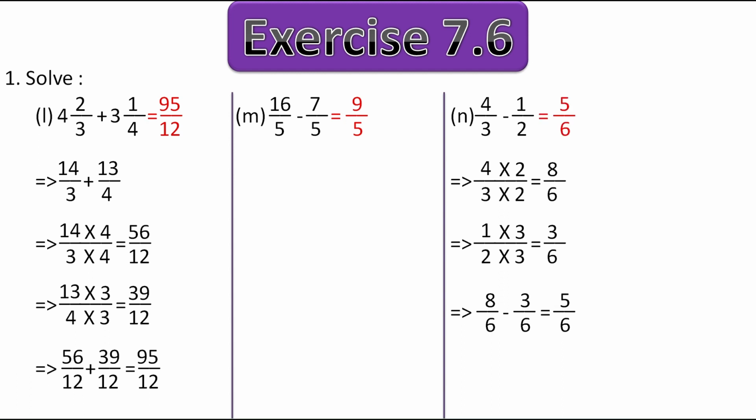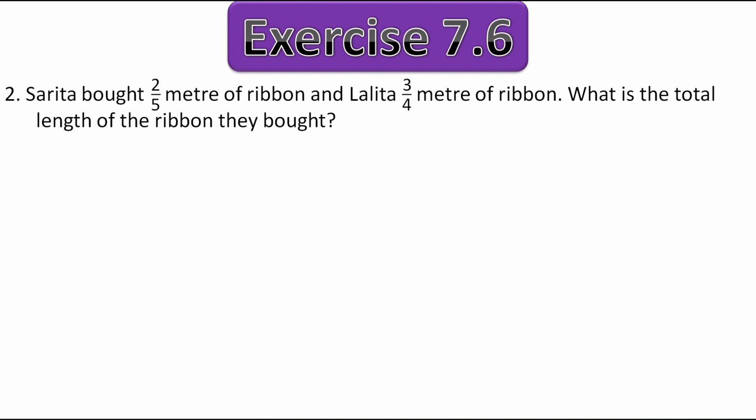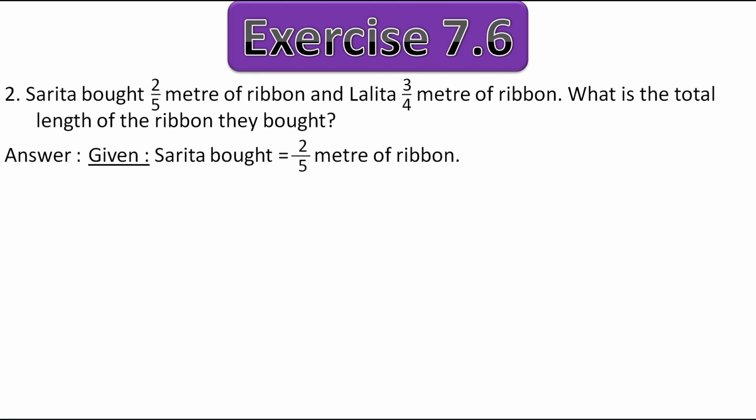Now let's move to the next one, that is second question. Sarita bought 2 upon 5 meter of ribbon and Lalita 3 upon 4 meter of ribbon. What is the total length of the ribbon they bought? Okay. So first we will write the given thing. Given here is Sarita bought 2 upon 5 meter of ribbon and Lalita bought 3 upon 4 meter of ribbon. Okay. And we have to find what is the total length of the ribbon.